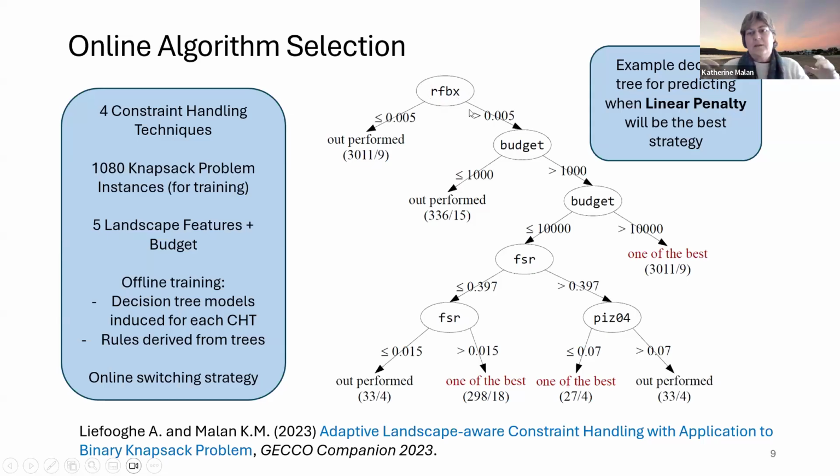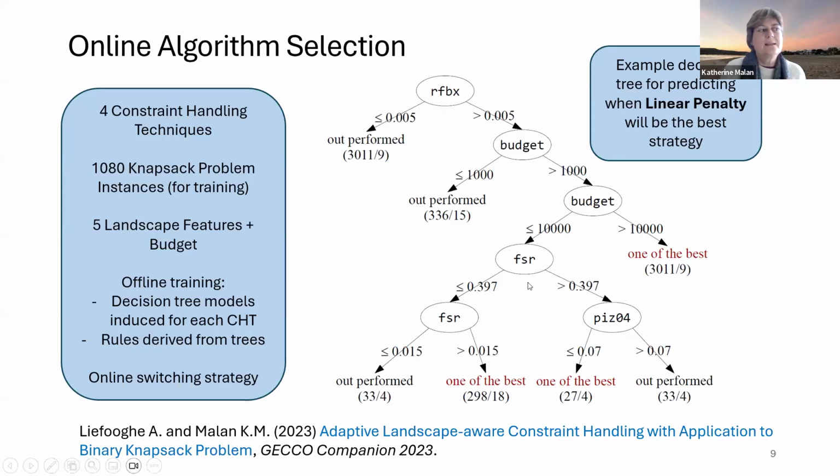In this case, we've got the ratio of feasible boundary crossings. That's how contiguous the feasible areas are. If that number is less than 0.005, then it is outperformed, so it's not a good strategy. But if it's greater than that number and you have greater than 1,000 function evaluations available, and the feasibility rate is less than a certain amount, and so on, then it's predicted to be one of the best. So the idea is that you can take this tree and make a little if statement in your code, and then as the evolutionary algorithm is busy searching the search space, it is collecting information on the landscape, on the features. In other words, it knows how much it has already searched, and it can pick up how many of the solutions it has seen are feasible.